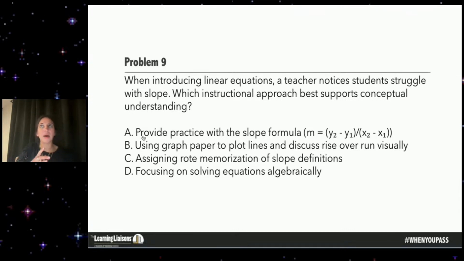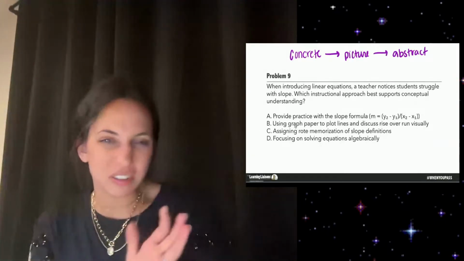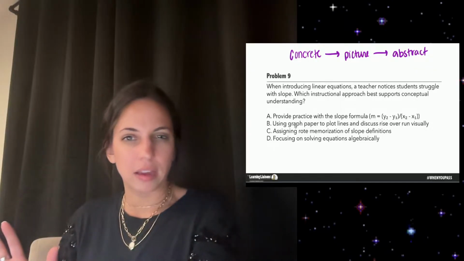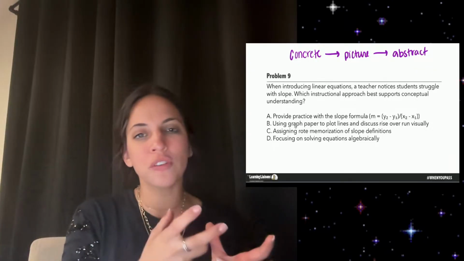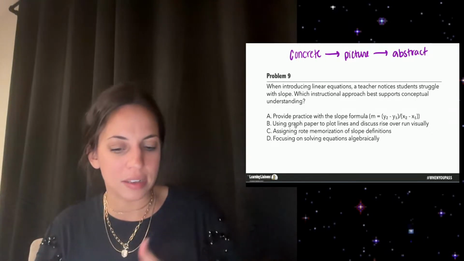When we talk about the progression of mathematic understanding, we are looking at concrete understanding to picture understanding to numeric or abstract. And this seems like it works really well for our elementary friends. But then when we get to middle school and high school, we're like, no, that doesn't work for us. We're just going to focus on the abstract. But research has proven that the progression of math understanding is really concrete, picture, abstract.